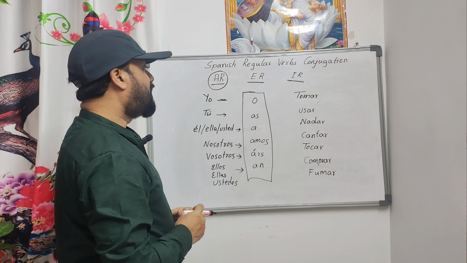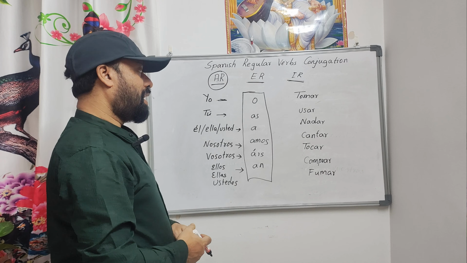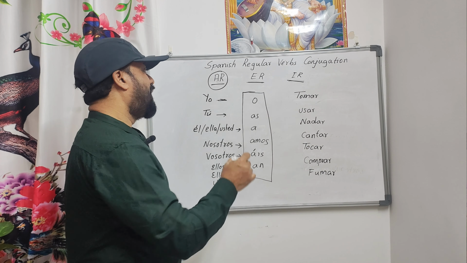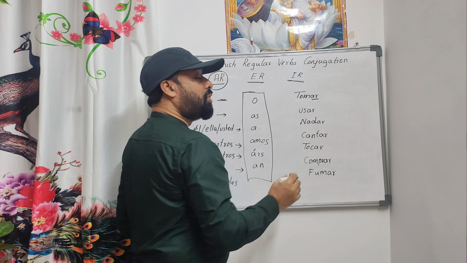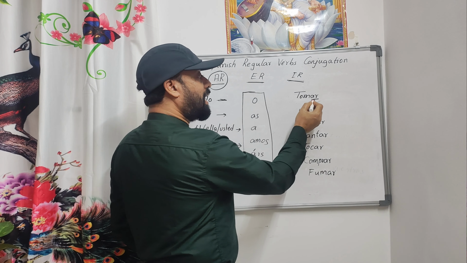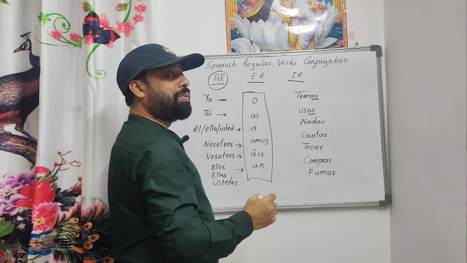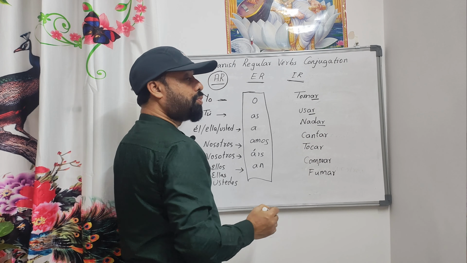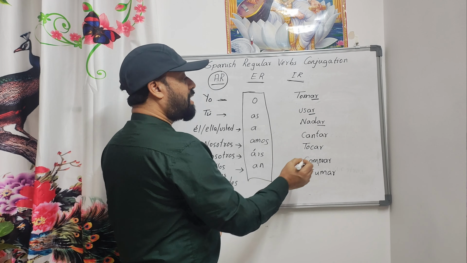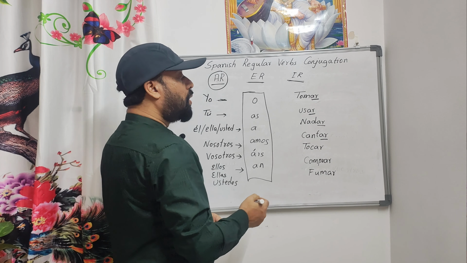Now, how do we understand what to do with this? It is a very simple thing. I'll take some examples for all of you, then it will be much easier. As I said, AR ending words: see here, tomar. Tomar means to take. It ends with AR. Usar means to use, also AR ending. Nadar means to swim. Cantar means to sing, also AR ending.